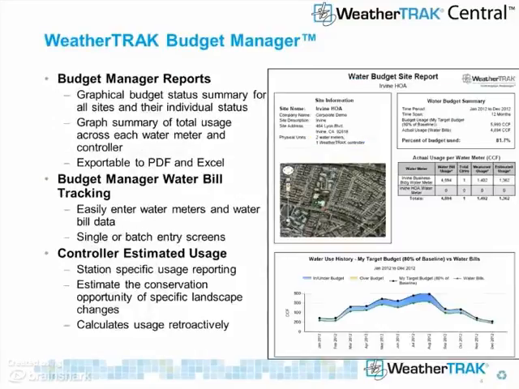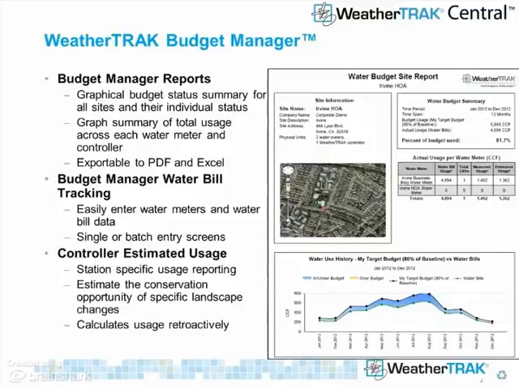The information that the WeatherTrack Budget Manager provides is valuable when viewed, but even more valuable when shared. So there are 5 separate types of reports that can be generated around the Budget Manager information, then exported into PDF or Excel files so they can be shared with contractors, HOA boards, or anyone invested in the water management program. Entering the data from the water bill can be done on a single entry or batch entry method to expedite the process of getting your water budget set.